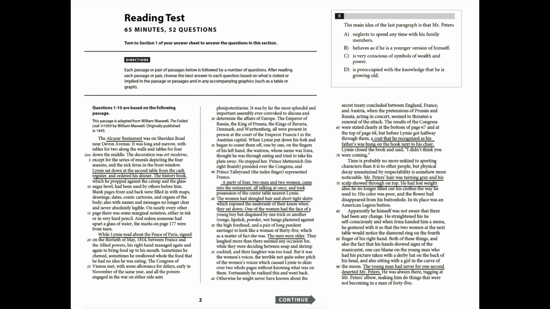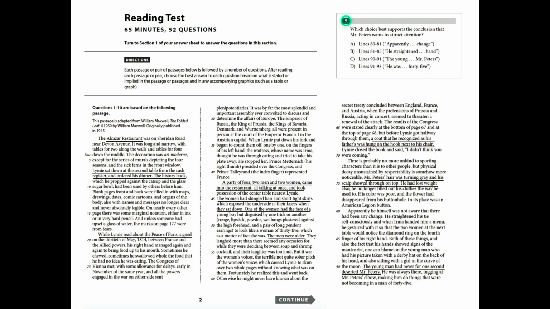Right? We'll go on to question number 9. Which choice best supports the conclusion that Mr. Peters wants to attract attention? Well, we're going to forget about the word best and read the question as which choice supports the conclusion that Mr. Peters wants to attract attention? Well, this is a very easy one. We know it's going to be answer choice B, lines 81 to 85, because in these particular lines, the narrator is describing behaviors that Mr. Peters is doing in order to attract attention.